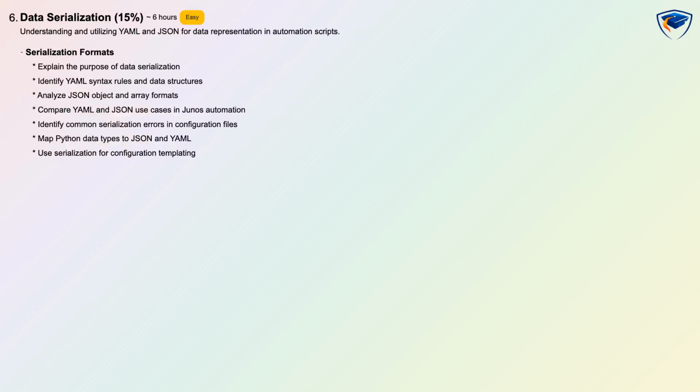Data serialization is the final 15% domain, rated easy with an estimated 6 hours of study and conceptual plus scenario-based assessment items. You will understand why serialization is used, master YAML syntax rules and common data structures, and analyze JSON objects and arrays. The domain also covers mapping Python data types to JSON and YAML, common serialization errors in configuration files, and using templates for configuration generation in automation workflows.